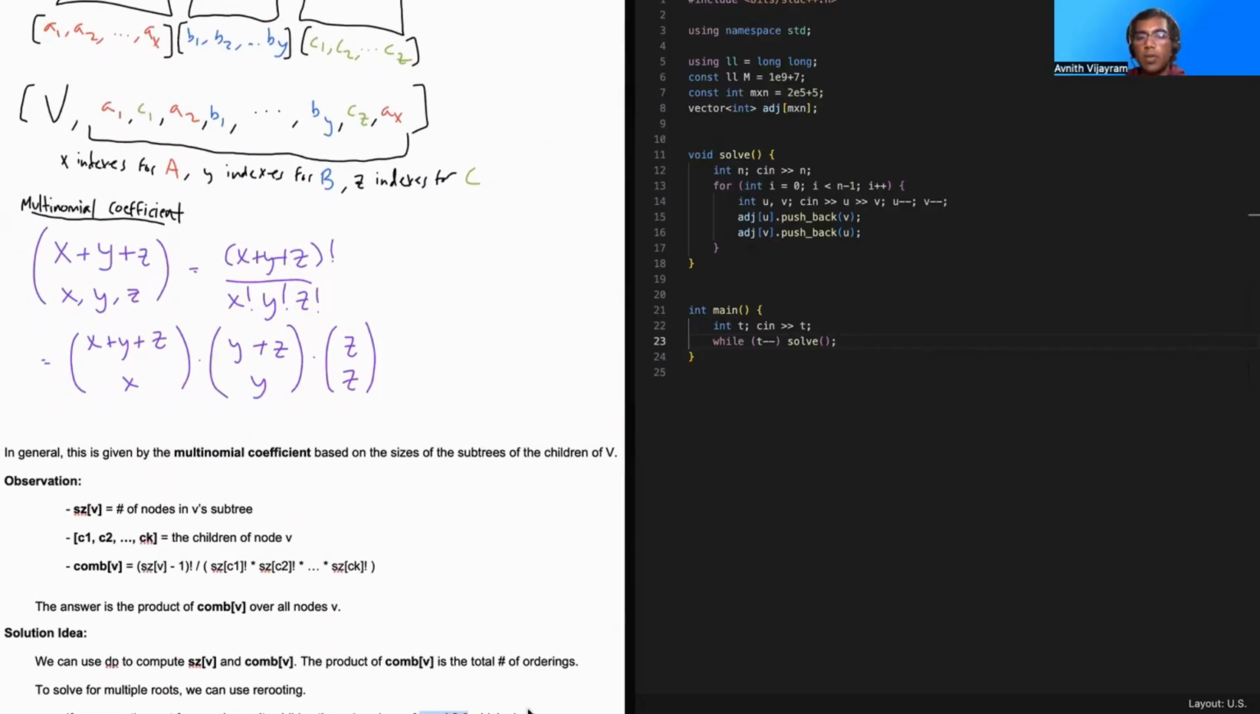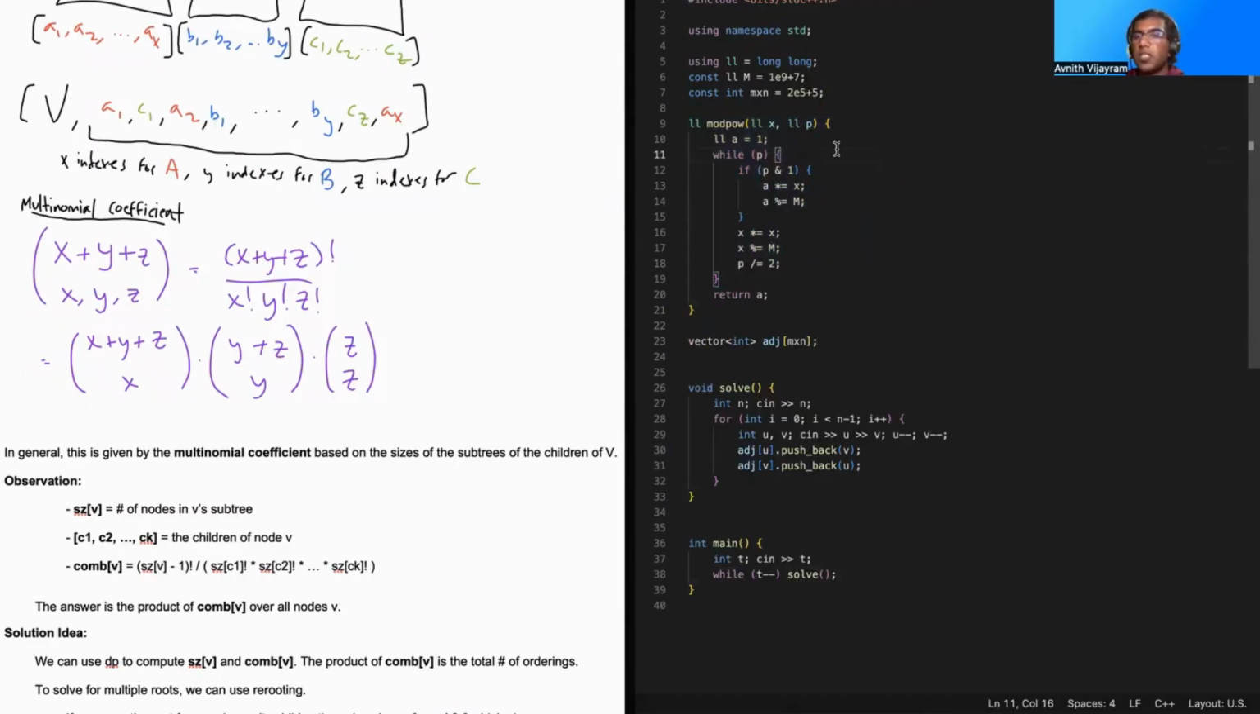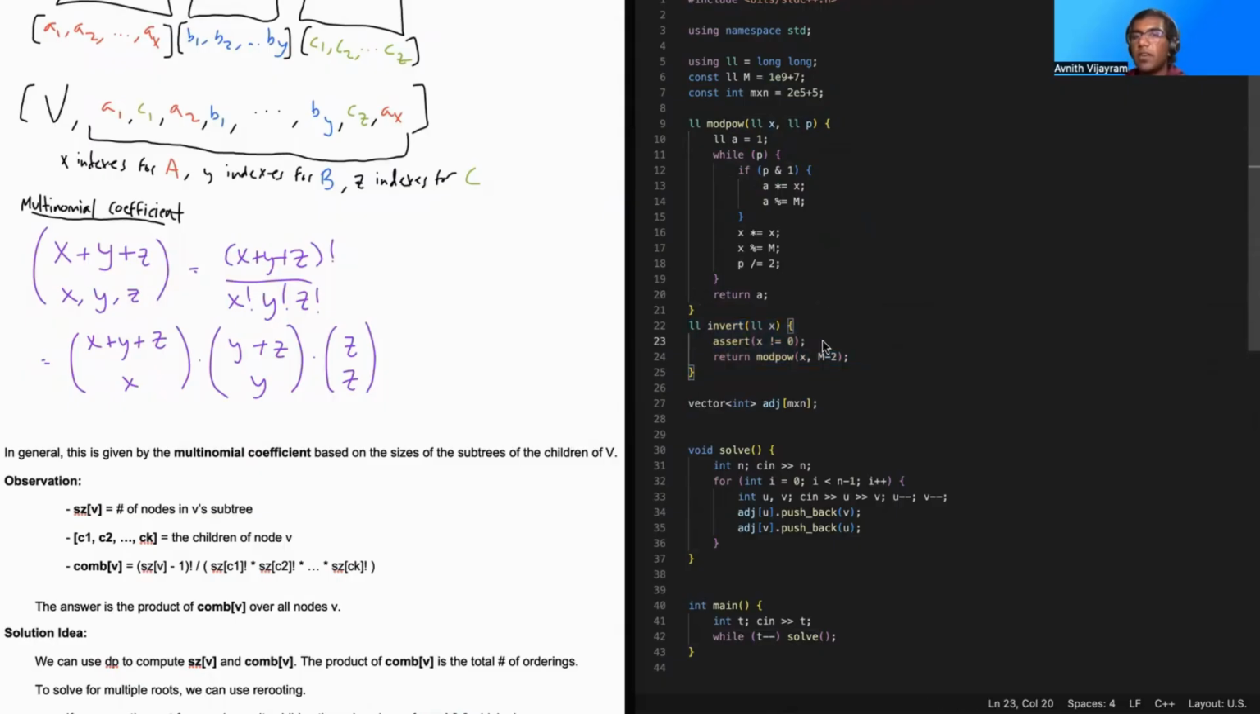Okay, so now let's see how we can implement this problem in C++. So the first thing I'll want to do is to define some functions that are helpful for modular arithmetic. So this is a modular exponentiation function. It will find x to the power of p modulo 10 to the 9 plus 7 using binary exponentiation. And using this, we can find a function which computes the inverse. And so the inverse, again, is x to the power of the mod minus 2.